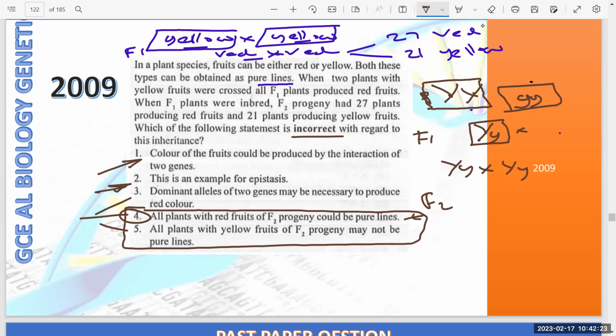So this question does not quite fit into any one of our concepts. We need a bit more information to handle this 2009 question. It is not straightforward from theory. Like the previous one, yes, there are certain instances we had in the past like this. So why can't the answer be the third answer? Why can't the answer be three, sir? Dominant alleles of two genes may be necessary to produce a red color.